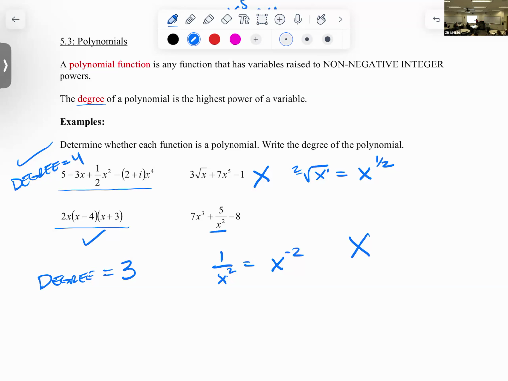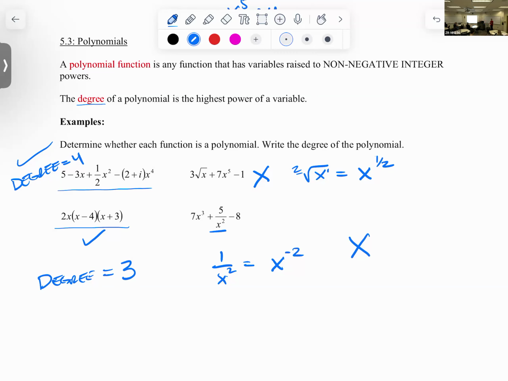And that is exactly what we were just talking about. That's the biggest thing that stops it from being a polynomial and the thing that people miss, because the way it's written, it looks like, oh, I have all non-negative integers, right? But that's in the denominator, which violates the definition of polynomials.